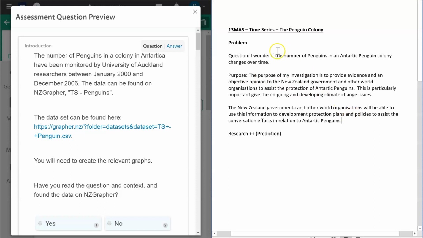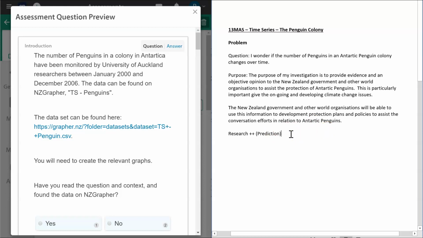So what we've already done: our question, we've done our purpose, provide evidence of an objective opinion to the New Zealand government, particularly relevant given the ongoing and developing climate change issues. The New Zealand government and other world organizations will be able to use this information to develop protection plans and policies to assist conservation efforts in relation to Antarctic penguins.